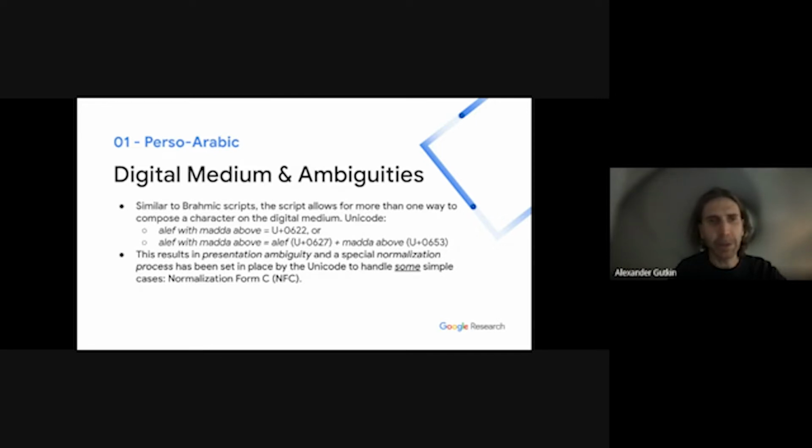Because the script is so flexible, there are several potential ways of representing a single letter. So, for example, there's one code point for representing aleph with madda above, and it can also be represented using 2 code points as a separate aleph and separate madda above, and both the final renderings are visually invariant. Of course, this results in presentation ambiguity, and Unicode offers some ways of rectifying this. One of them is the normalization form C, known as NFC.